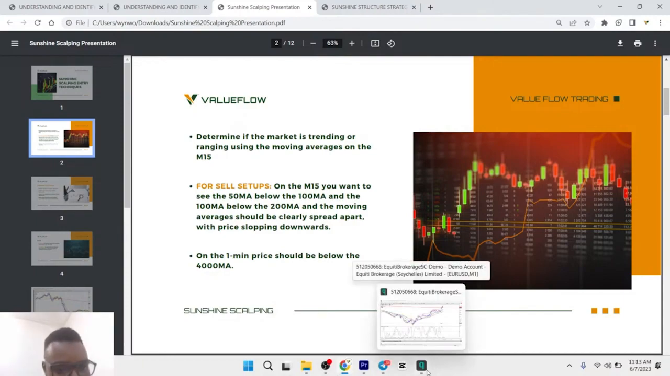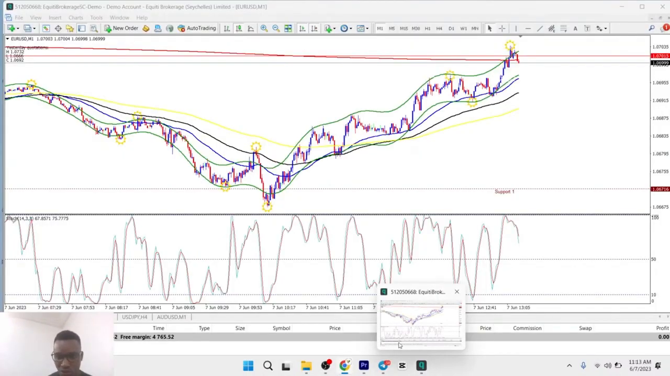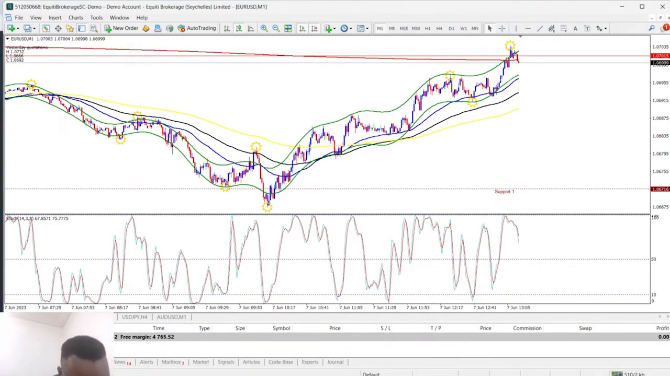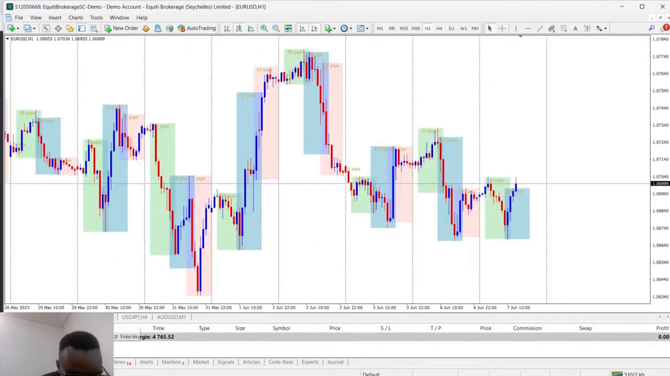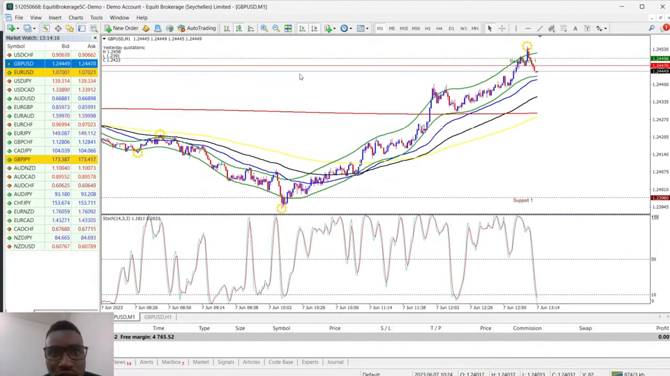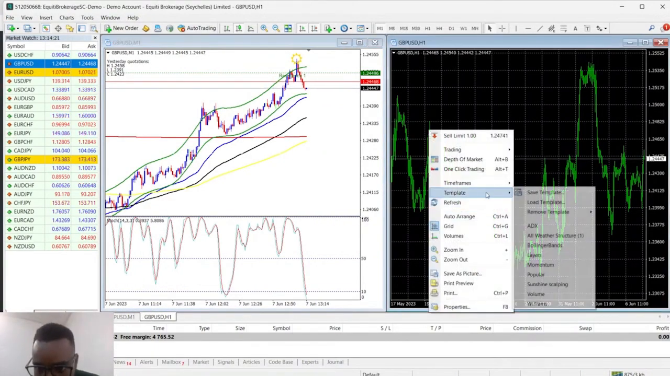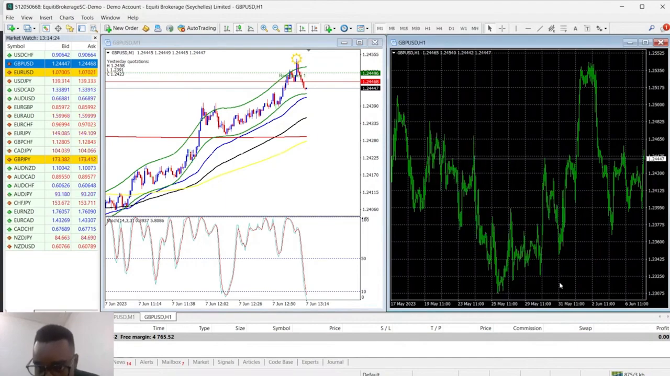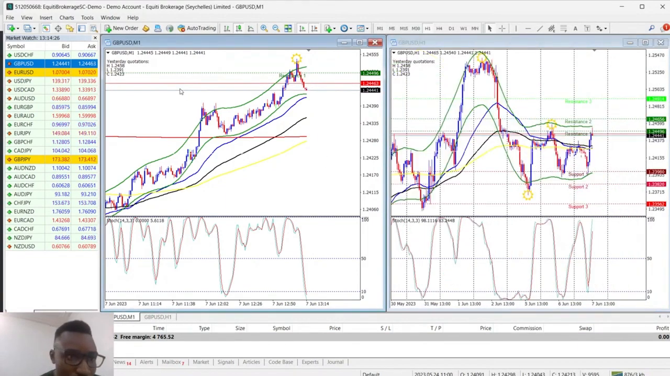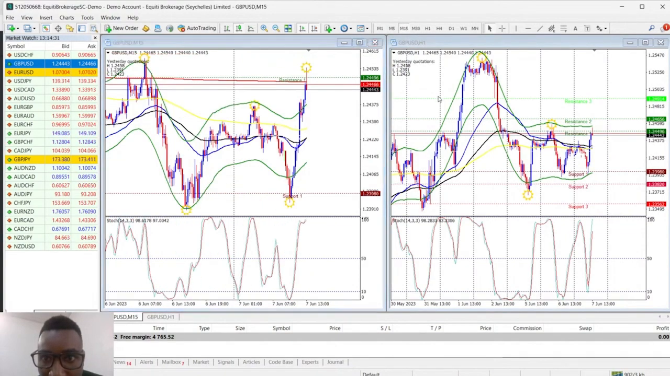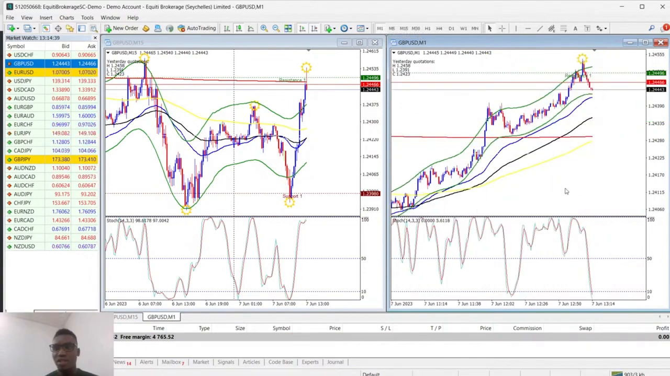The second point says, for sells. Let me show you what that looks like first of all. I'm going to close a lot of tabs. I will tile this side by side. I'm going to quickly turn this to templates, sunshine. Good. So I will make this 15 minutes. I will make this 1 minute. Good.